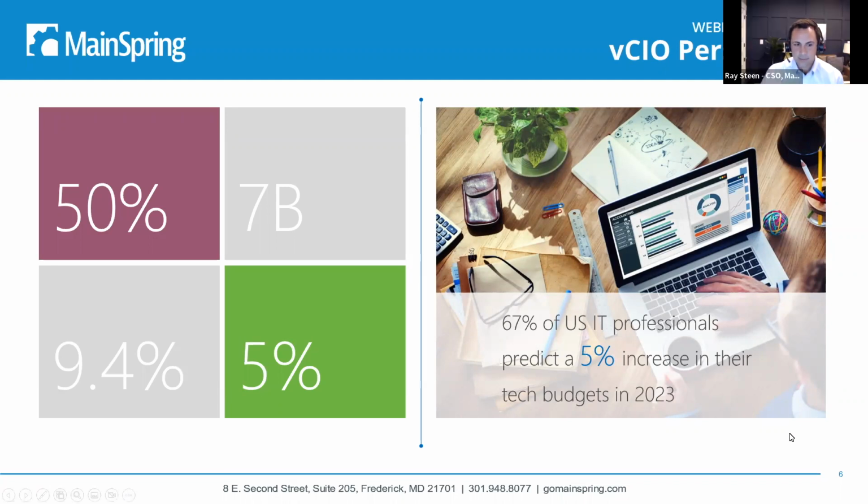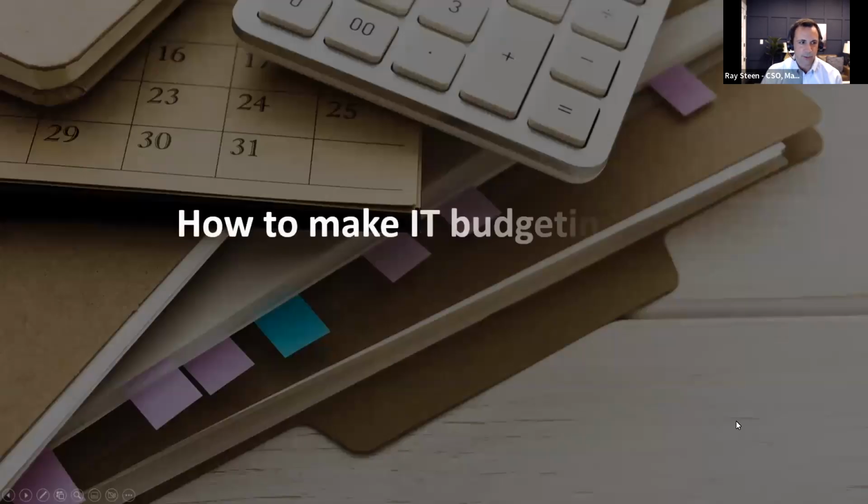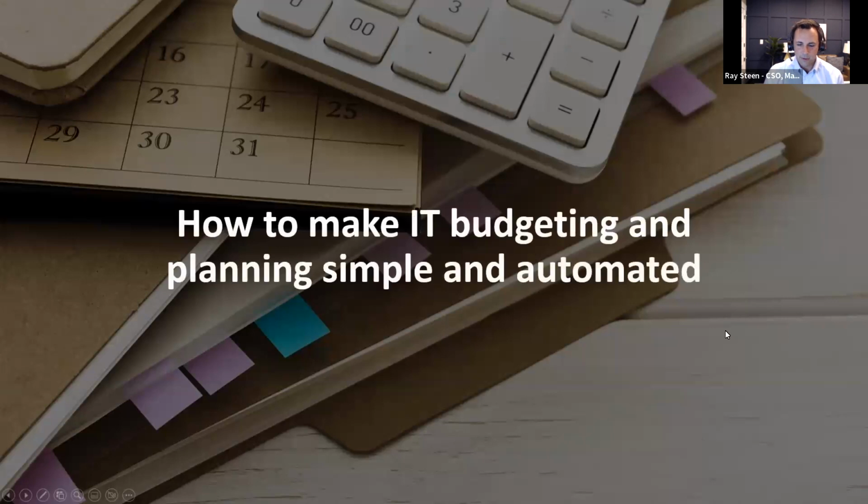All right. So spending's going up. Talent's hard to come by. There's a lot of lost time and cost to an organization, but let's get our arms and heads wrapped around budgeting and how to really make it simple and automated.